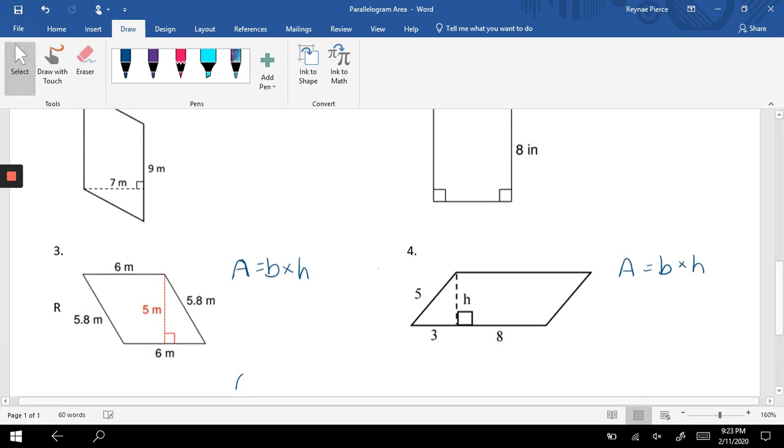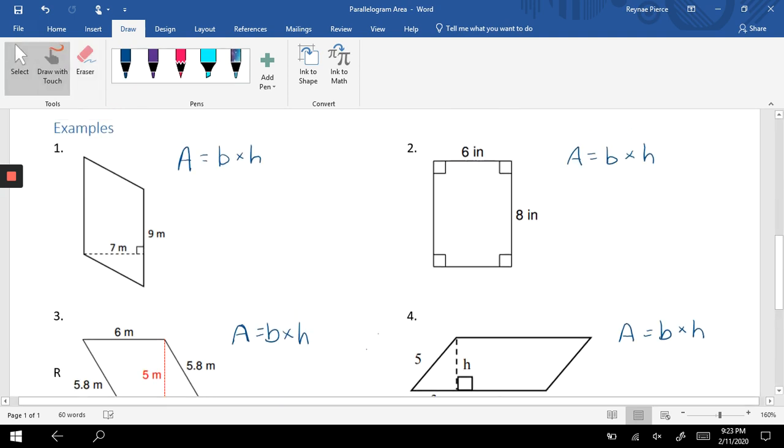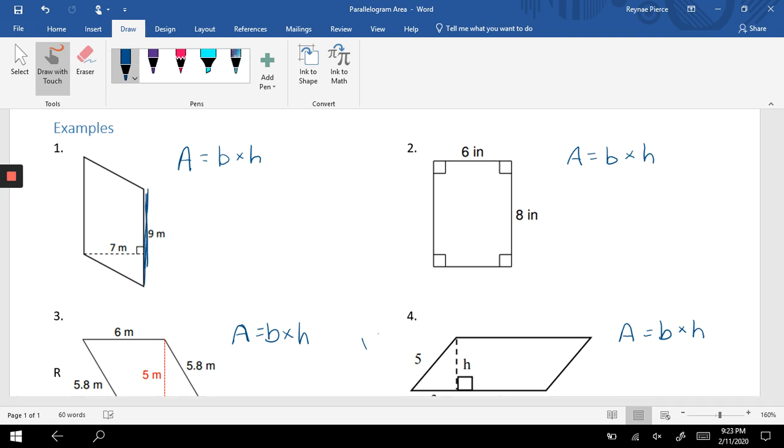Okay, so as I'm looking at example 1 here, I see this side here is 9. I see a right angle to here. So 9 I can make my base, 7 I can make my height. 9 times 7 is 63, and area is in square units.